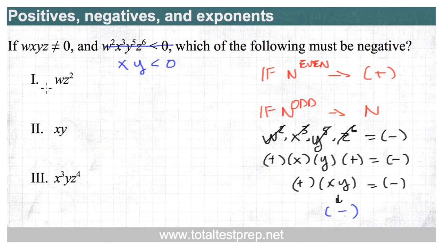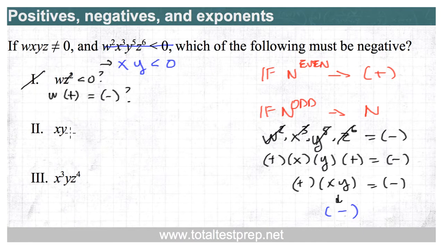Now that we have a much simpler expression to deal with, let's take a look at the answer choices, or the Roman numerals. So we're asked whether w times z squared is less than 0. Well, z squared we know we can write as a plus sign, so we can replace this with: is w times something positive less than 0, or negative? We don't know. All we know is that xy is less than 0. We don't know anything about w, so we don't know whether w times something positive is negative. If it's negative, yes. If it's positive, no. So Roman numeral 1 doesn't always have to be negative.